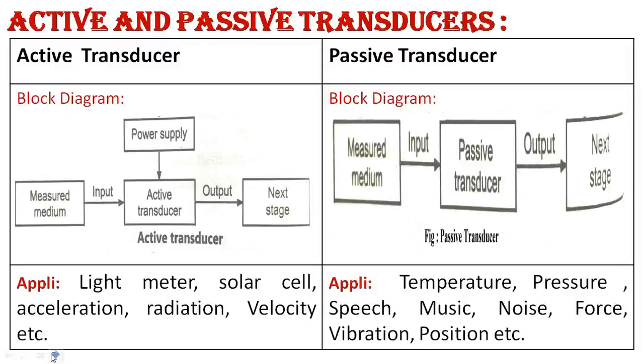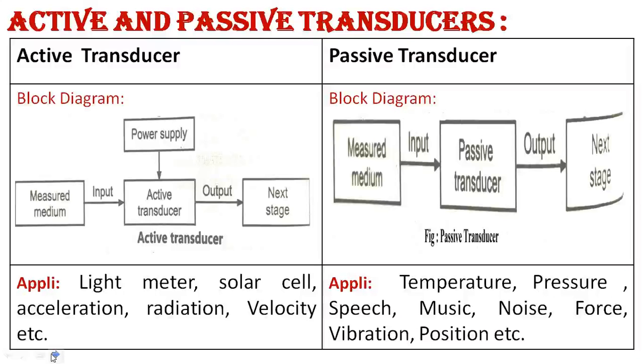A passive transducer has only three blocks: measurand, passive transducer, and next stage. Whatever physical quantity is given to the passive transducer, we get the desired output in the next stage. So that is the block diagram of the passive transducer.